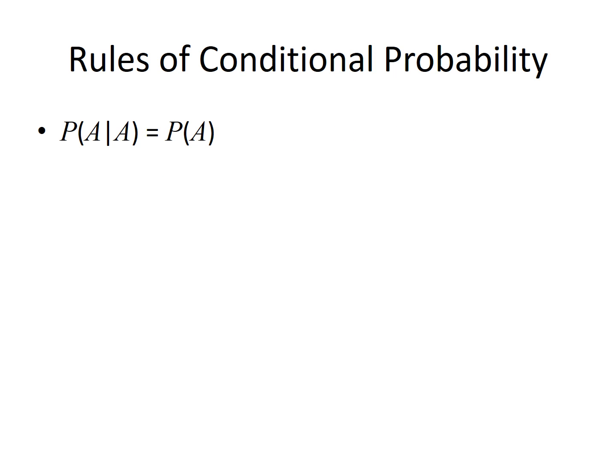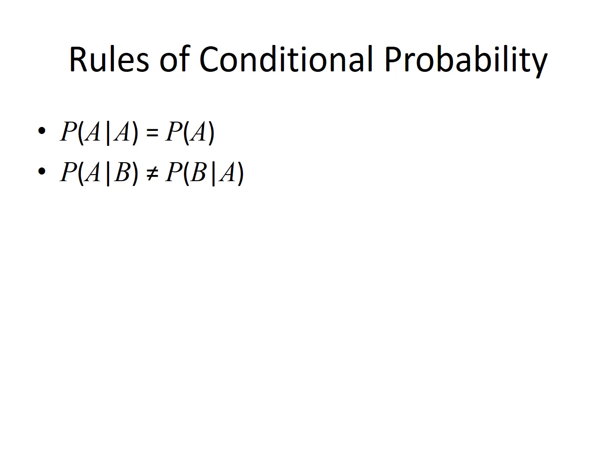Here are some rules for conditional probability. And the first one listed here simply says that the probability of the event A occurring, given that the event A has occurred, is simply equal to the probability that A occurs.